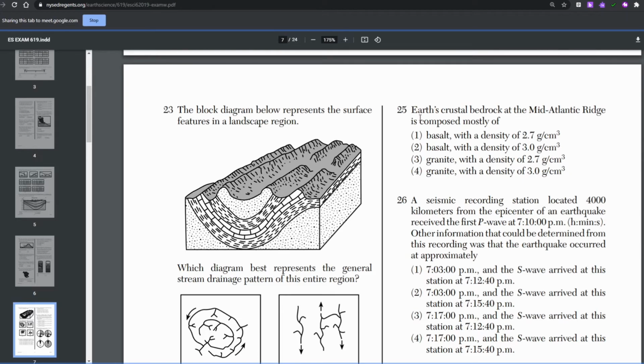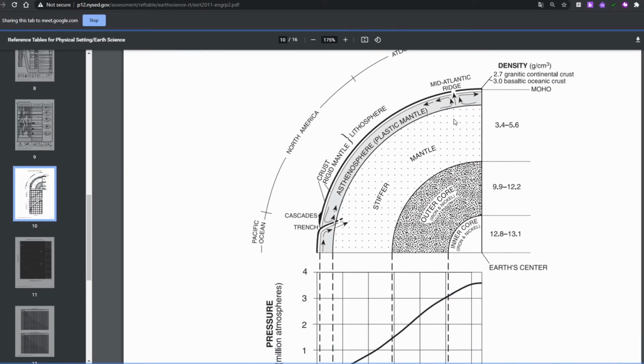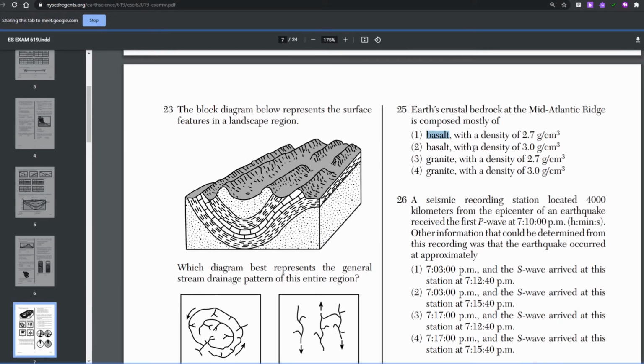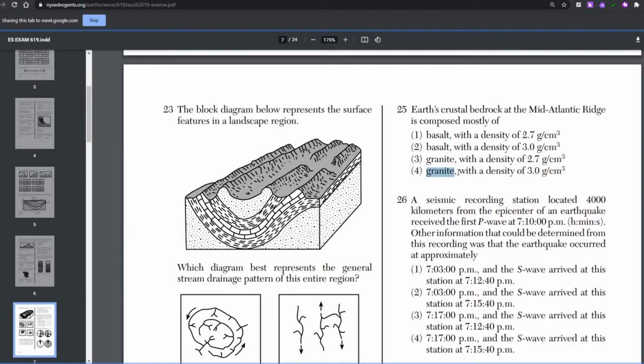25. The Earth's crustal bedrock at the mid-Atlantic ridge is composed mostly of what? So the bedrock at the mid-Atlantic ridge is going to be made of basalt. Now, if you didn't remember that, you could always go to ESRT page 10 and take a look here. You can see the oceanic crust is made of basalt, where the continental crust would be made of granite. All right, now what is the density of the basaltic crust? Head back. The basaltic crust has a density of 3.0. So our answer would be 4.